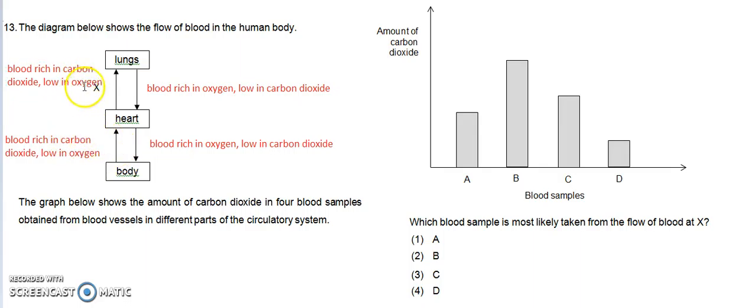So these two, we know that this blood is rich in carbon dioxide. But when we compare these two, okay, X has a higher amount of carbon dioxide because it is the last few gases that is returned to the lungs to be exhaled out of the body. So it should be the highest in carbon dioxide. So when we are being asked which sample is most likely taken from the flow of blood at X, it must be sample B, because B has the highest amount of carbon dioxide. So answer is 2. B.